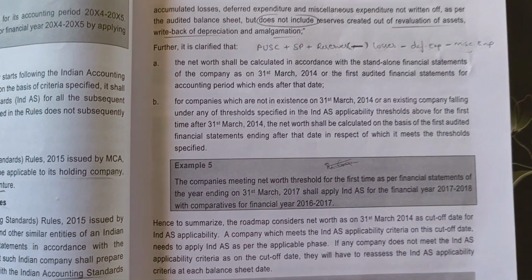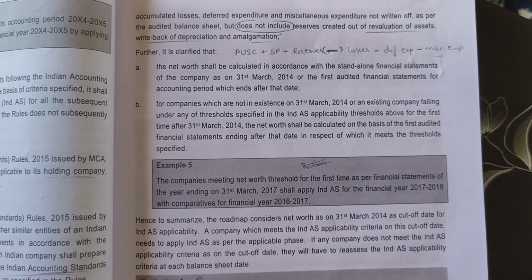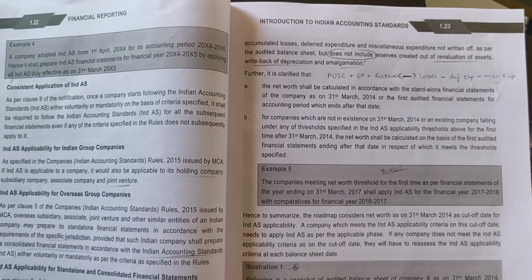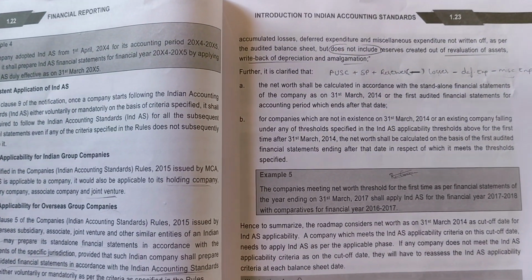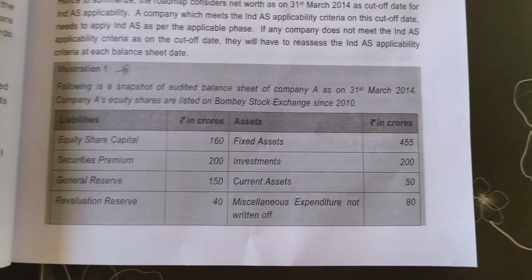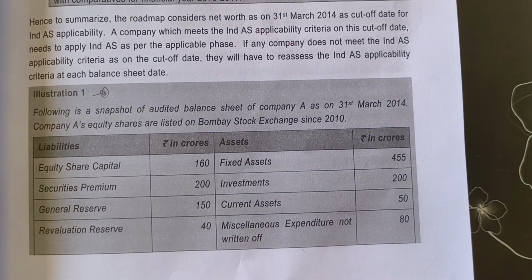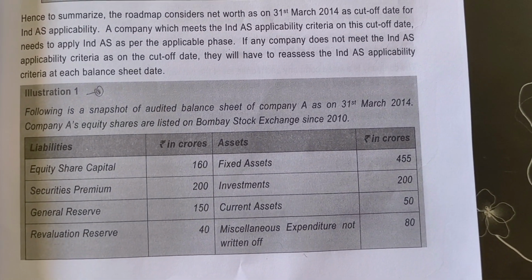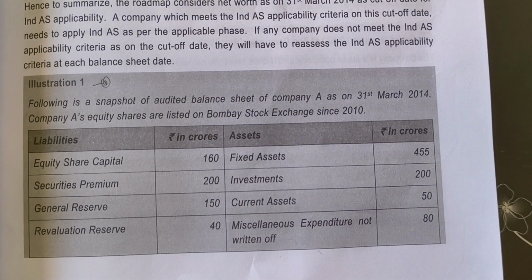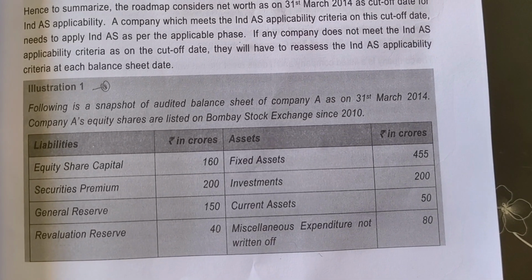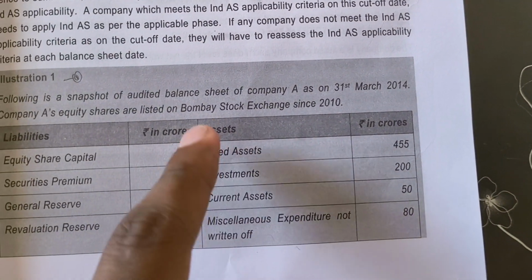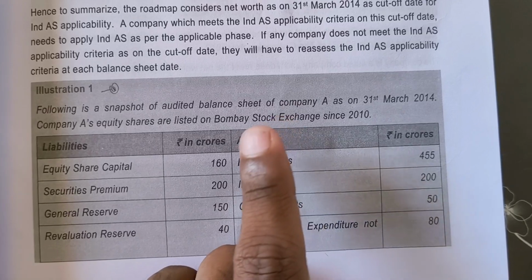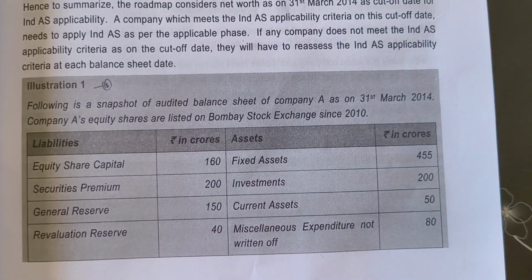Got it? We'll do some practical questions so that you will get to know this entire concept so clearly. We'll start with illustration one. So the following is a snapshot of the audited balance sheet of company A as on 31st March 2014. Company A's equity shares are listed on the Bombay Stock Exchange. So from this we have to note that it is a listed company.